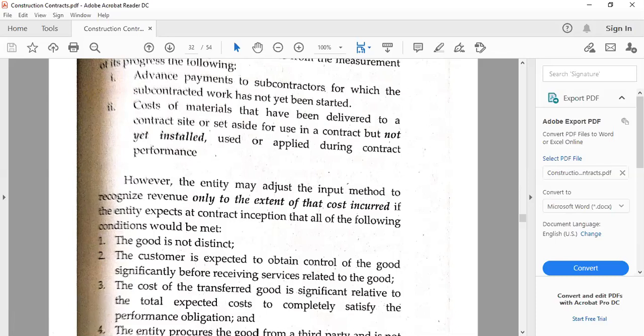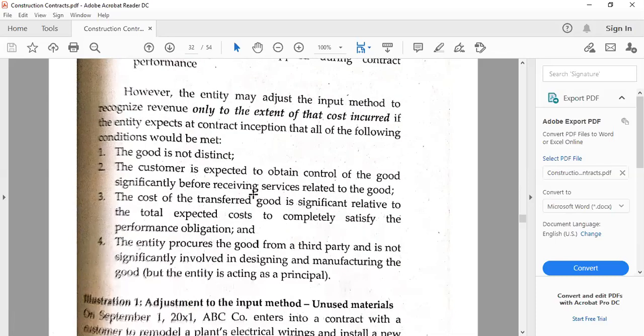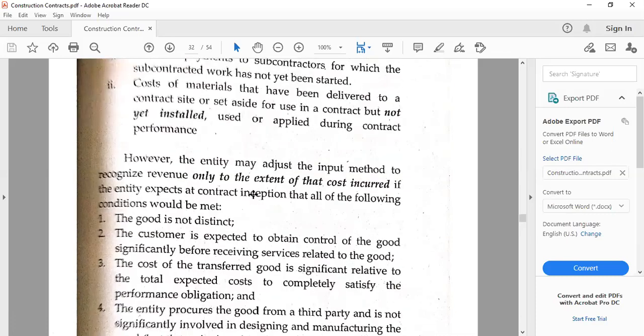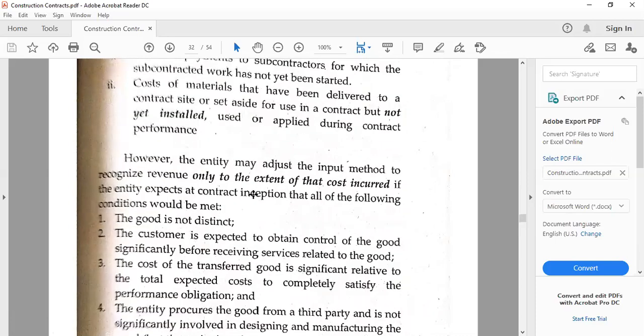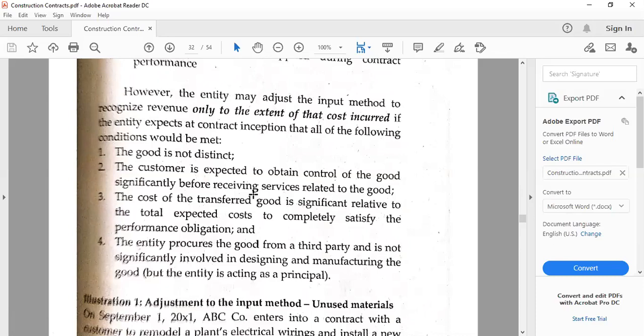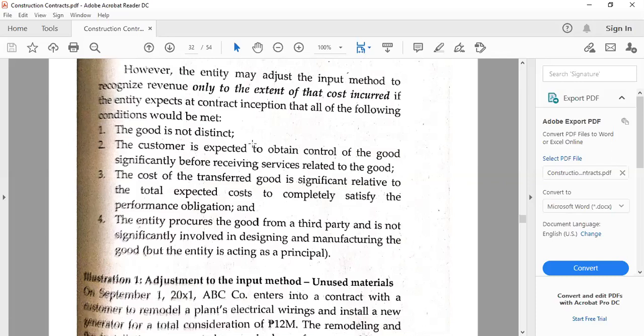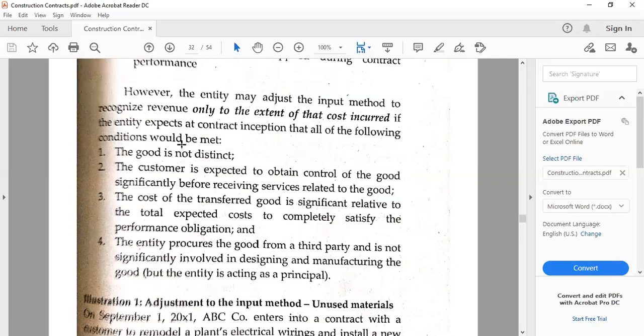Then in that case, we have to adjust, for example, using the input method, cost to cost, or efforts expended method like the direct labor hours, the impact of the cost, or the hours consumed for those items. As mentioned above, that would change the percentage of completion because they have changed either the numerator or denominator or both. So here are the cases where there would be adjustments if the four of them are satisfied.